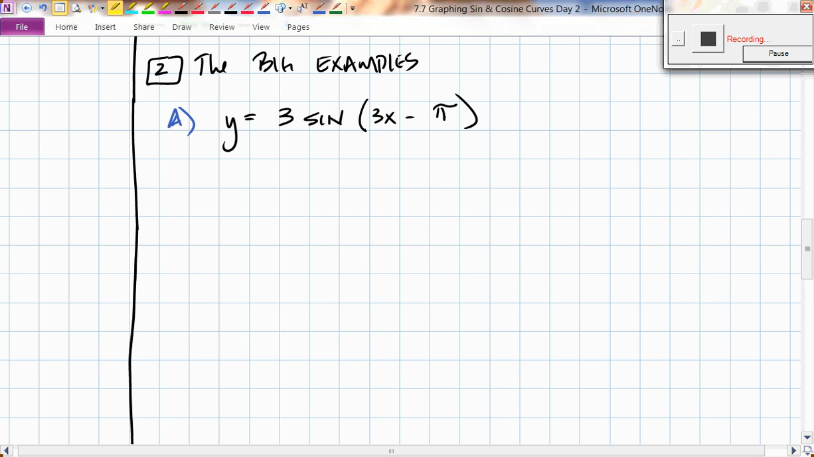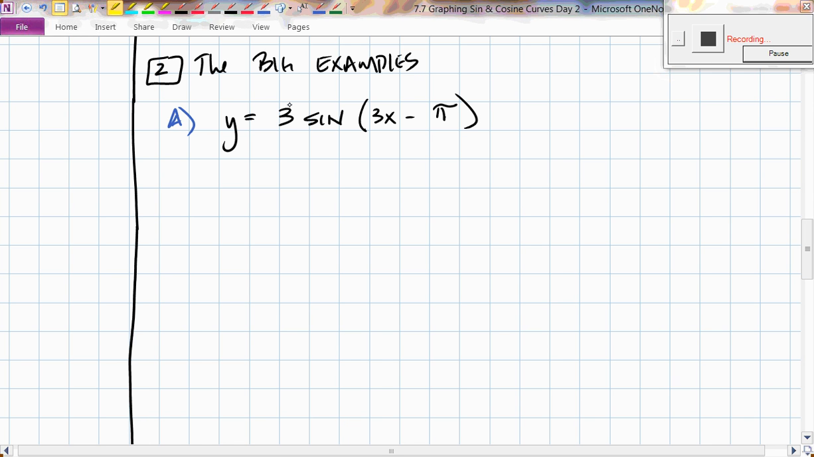Okay, first of all, let's write this one down. I'm calling this the big example. Y equals 3 times the sine of 3x minus pi. All right, there are a few things happening here. Let's name the easy one first. What's the easy thing that you can see that's being done to the sine curve?